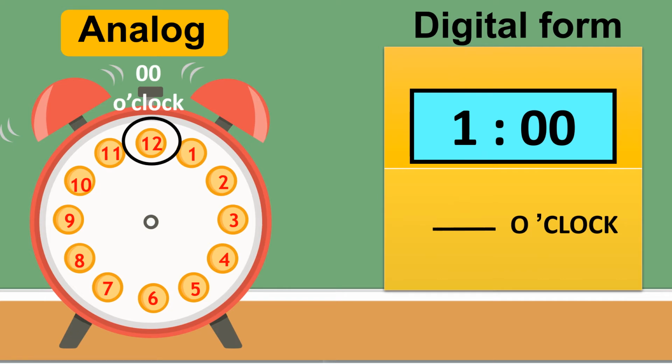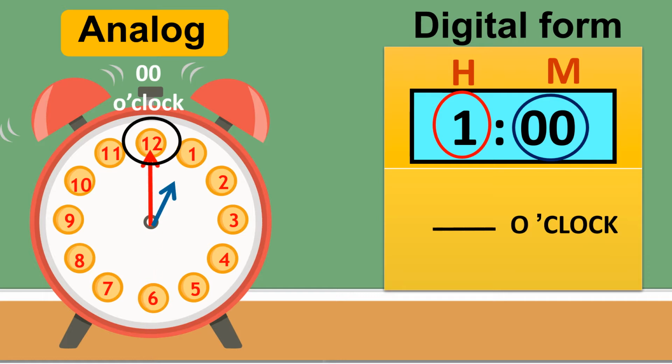Let's see that clock. I have here digital form 1, 0, 0, which means that 1 refers to hours. So the short hand points to 1. 0, 0 refers to minutes. So the long hand points to 0, 0, which points to 12. So in analog form, the clock will be what? The short hand points to 1, the long hand points to 12. It means o'clock in analog form. So it's 1 o'clock.